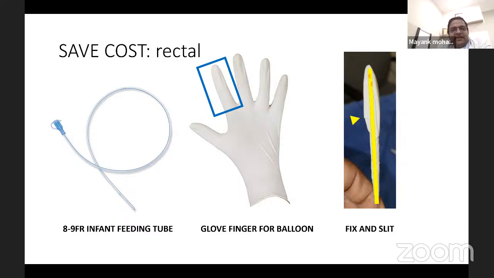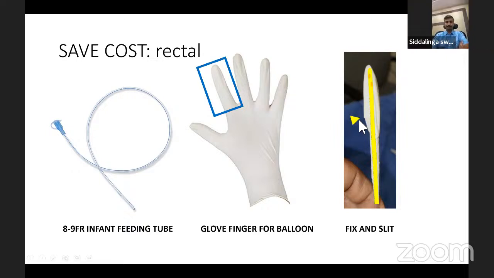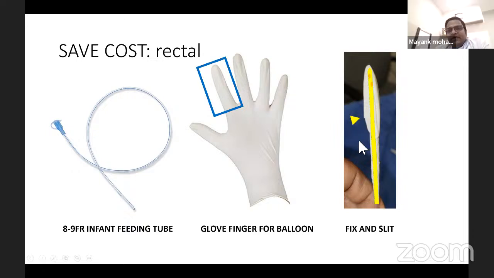Just cut the index finger or whatever finger of a regular glove, sorry, glove finger, and apply it so that the tip is close to the tip of that glove finger, and then fix it with the tape. Then make a small cut in the proximal part of that balloon of that finger.